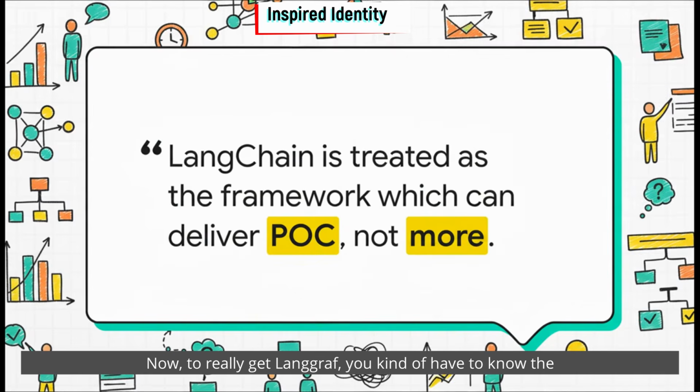Now, to really get LangGraph, you kind of have to know the backstory with its predecessor, LangChain. For a while there, you'd hear this sentiment a lot in the developer community. The feeling was that LangChain was awesome for whipping up a quick proof of concept, but when you try to build a really complex production-grade system, its high-level abstractions could sometimes get in the way.